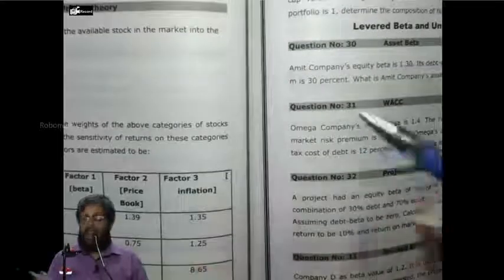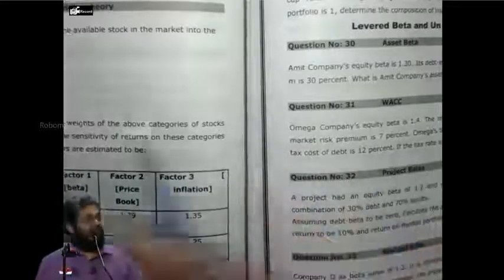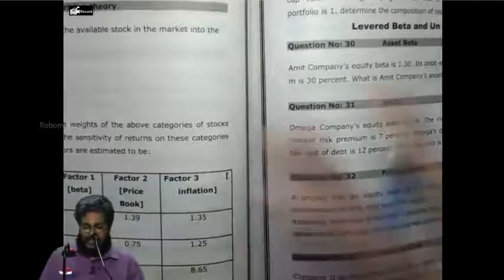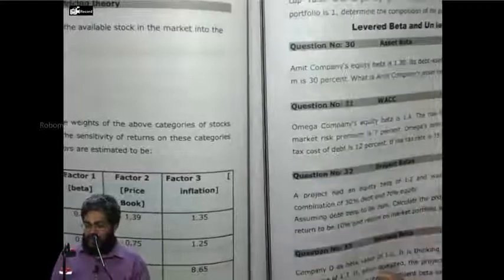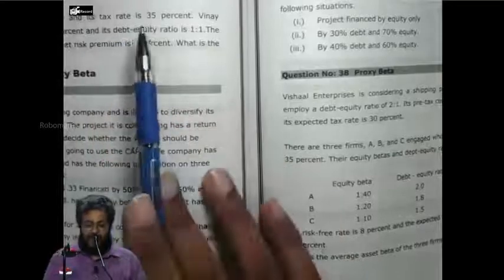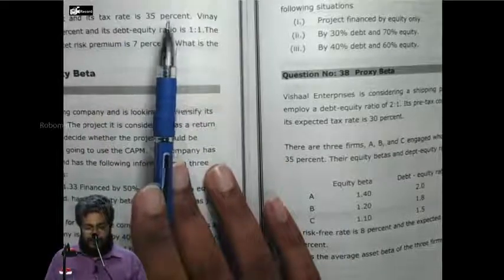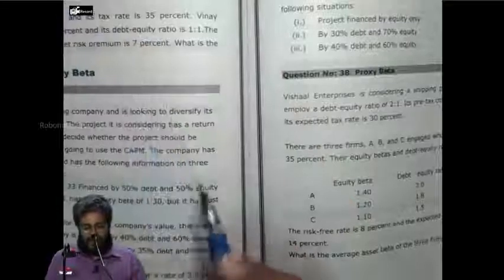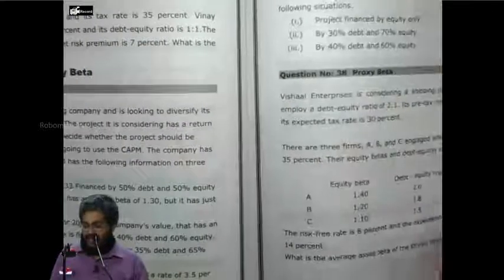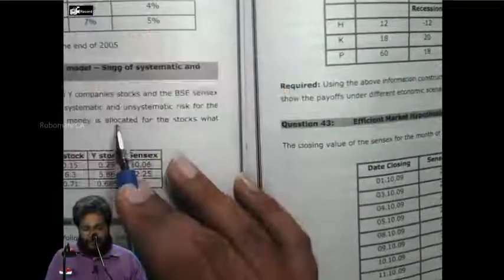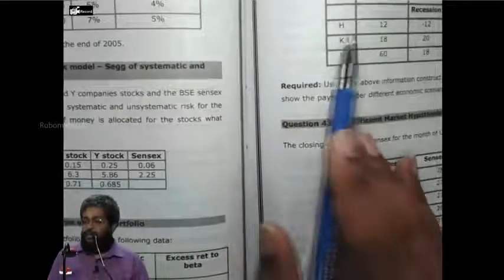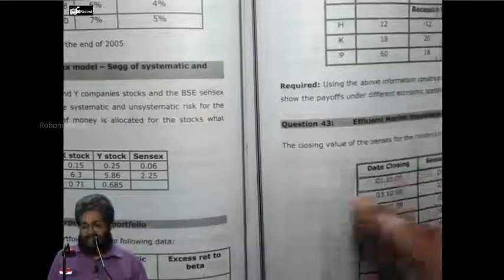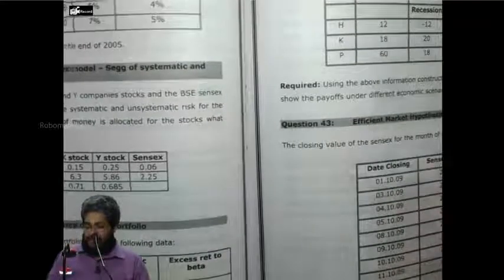26 done, 27 done, 28 done. 29 I gave you the solution in the sheet. Last class I gave you a sheet, and the solution has been given. 29, 30, 31, 32, 33, all are levered, unlevered beta, done. 34 also is a similar problem, homework. 35 done. 36, 37 have been done. 38 is similar to 37, given as homework. 39 over, 40 over, 41 over, 42 solution given in the sheet. It is a past RTP question.